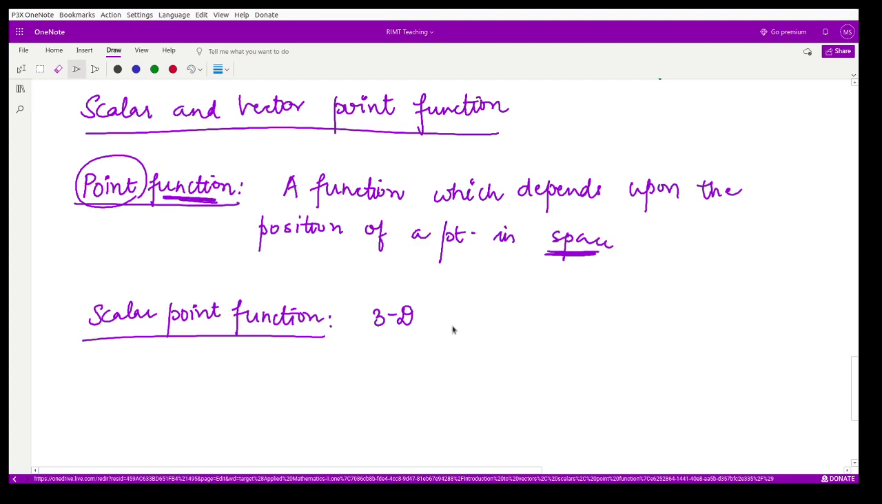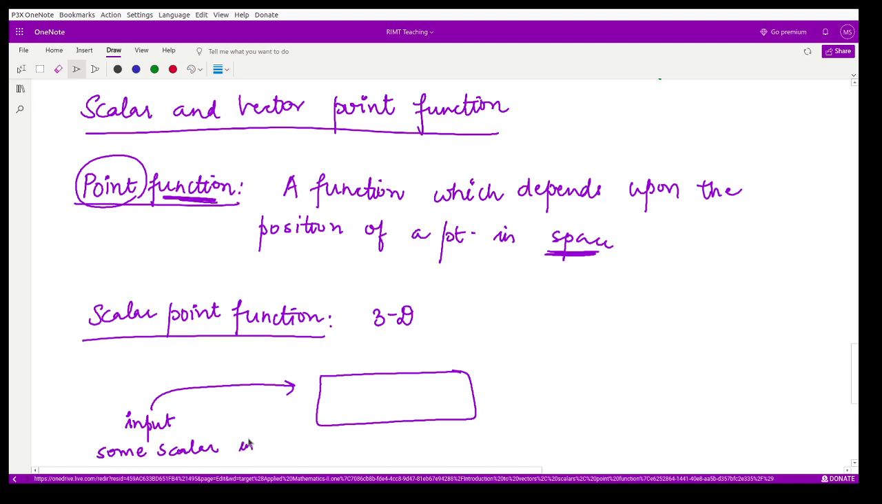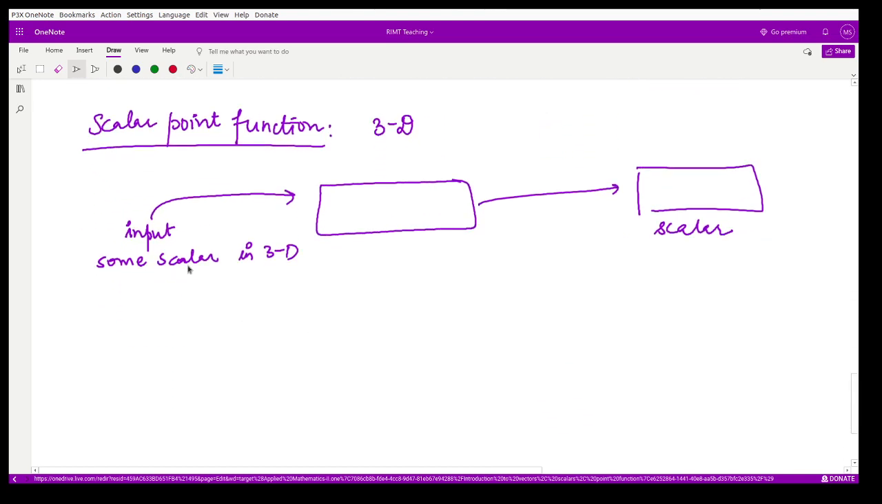And so scalar point function is what? If to each point in this 3 dimension we can define a function such that the output is a scalar. So that means here in the scalar point function you will provide input as some point in 3D, and in output you will obtain a scalar. And this is according to one point, right? This is your function, scalar point function.